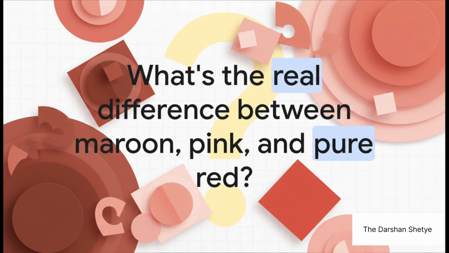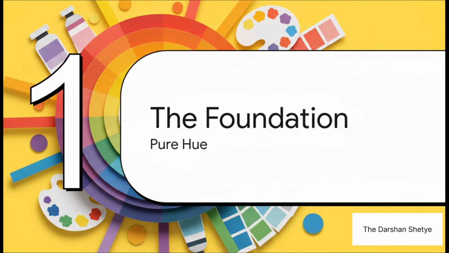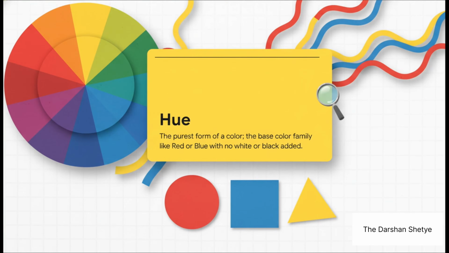Okay, so to understand all these different versions of a color, we have to go right back to the beginning. And in the world of color, the beginning is always the pure hue. So, what is a hue? It's simply the purest, most vibrant version of a color you can imagine. It's what you see on a basic color wheel. We're talking pure red, pure blue, pure yellow. There's no white mixed in, no black, nothing. Think of it as the original parent of an entire color family. This is our ground zero.